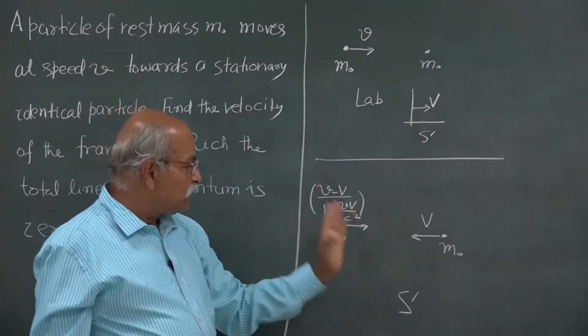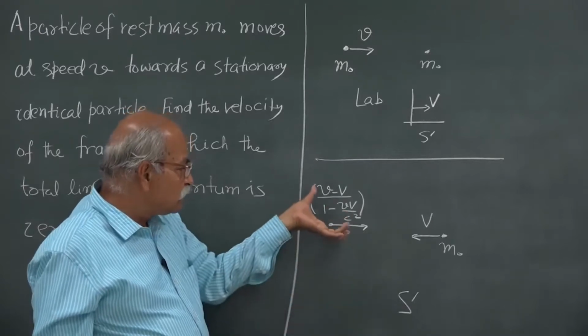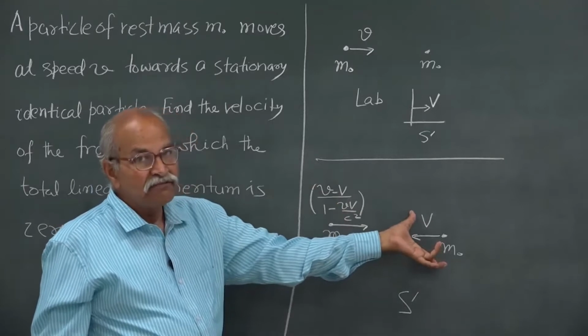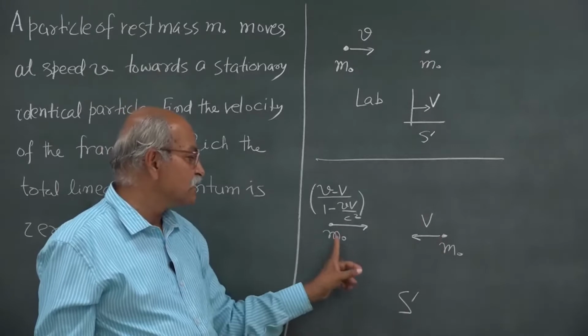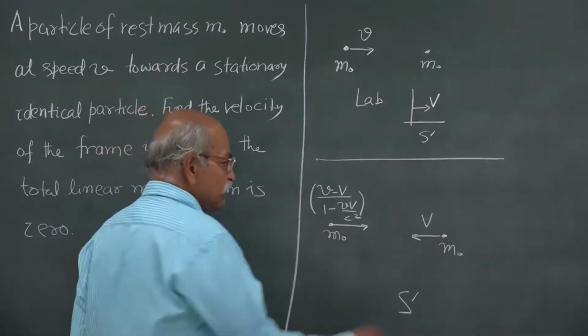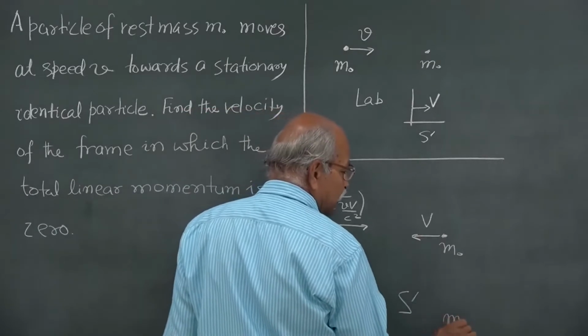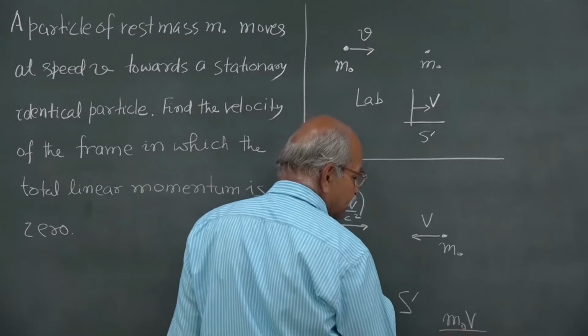And if the total linear momentum is 0, then the magnitude of this linear momentum should be equal to the magnitude of this linear momentum. And since the rest masses are the same and linear momentum is given by, let us say for this particle, m naught times capital V divided by square root of 1 minus V square by c square.